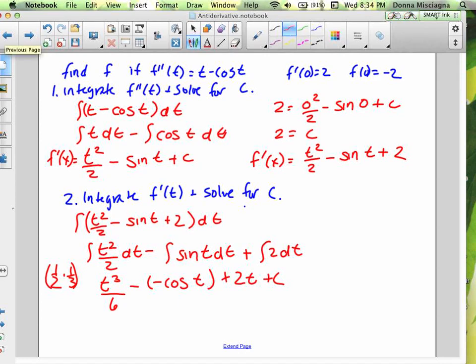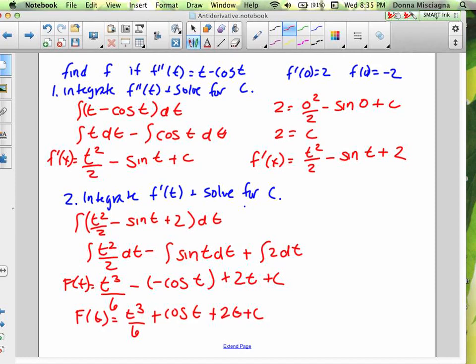I'm going to get rid of this over here so I have room to write f of t. And so let's just tidy up that double negative there, make that plus cosine t plus 2t plus c. And now we have to solve for c. I'm going to do that over here because I have no other space.